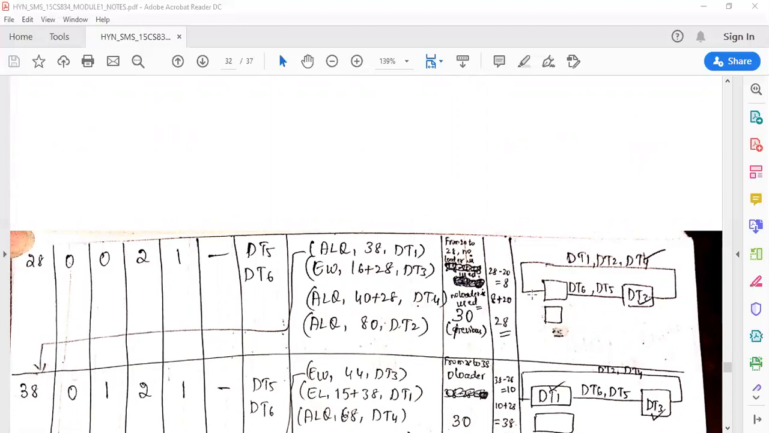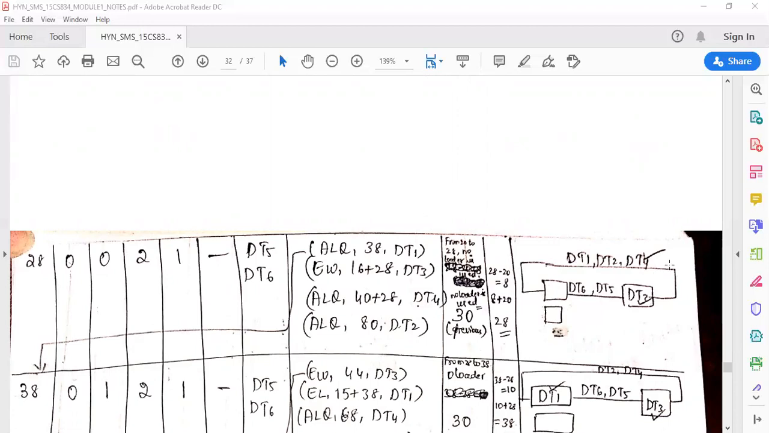So who is there on the loader queue? Nobody is there, so 0. Who is there at the loader? Nobody is there, so 0. Who is there on the weigh queue? 2 are there, so 2. Who is there on the weigh scale? 1 is there, so 1. Right? So loader queue empty, weigh queue DT5, DT6, right?